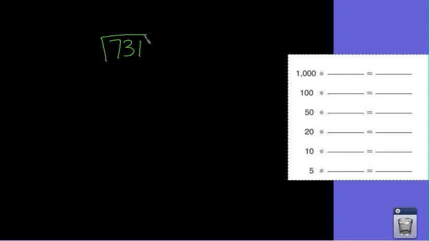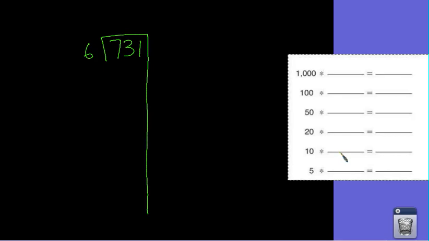731 divided by 6. And with our partial quotients, if you remember from the other video, we start the line. On this side of the line is where we're going to do our subtracting. On this side of the line is where we're going to put our partial quotients. And a new thing for this one is this chart right over here.